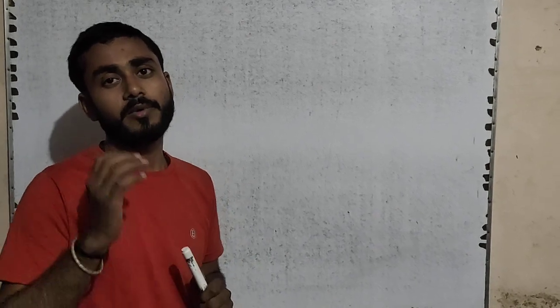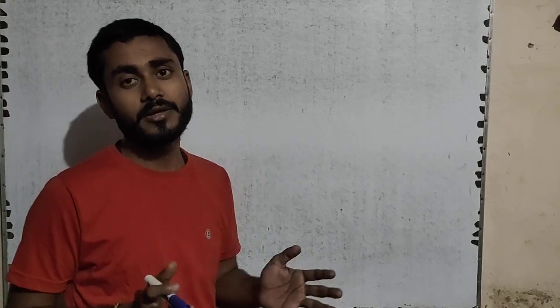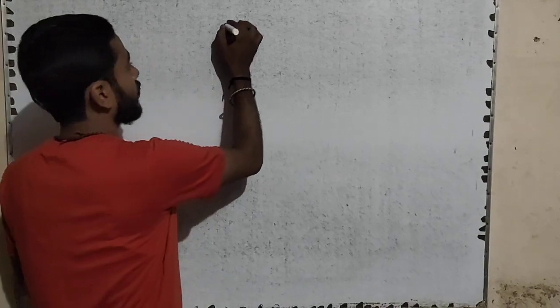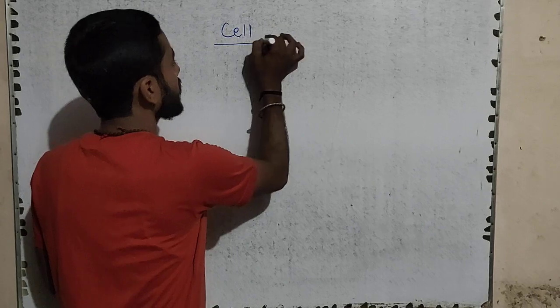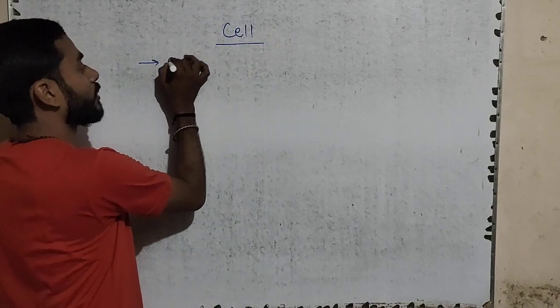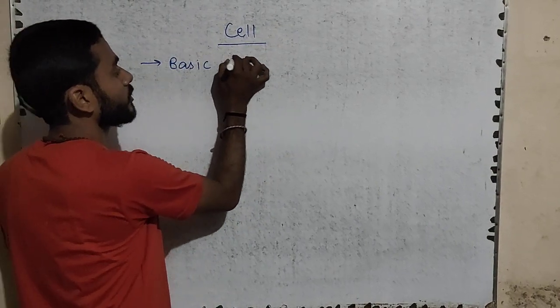Firstly, we know about the cell. The human body and all the living organisms on this earth are made up of cells. Every living organism on this earth, either plant or animal, is made up of cells. So basically, the cell is the basic unit. That's why we call the cell the basic unit of life. So the first point about the cell is that it is the basic unit.